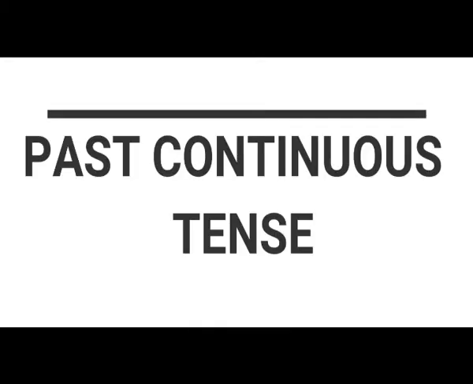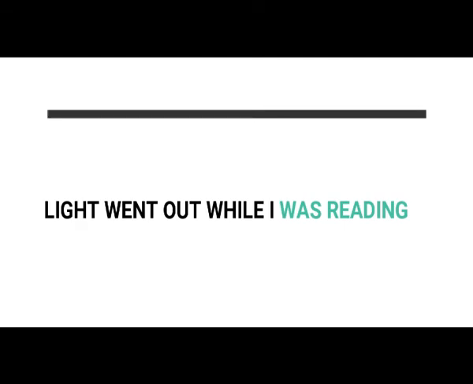Next form of past tense is the past continuous tense. Where do we use past continuous tense? Look at the following examples. The light went out while I was reading. If you see this example, I was reading is basically the past continuous tense. How is it continuous? Continuous again will be an ongoing action. So reading here is an ongoing action.